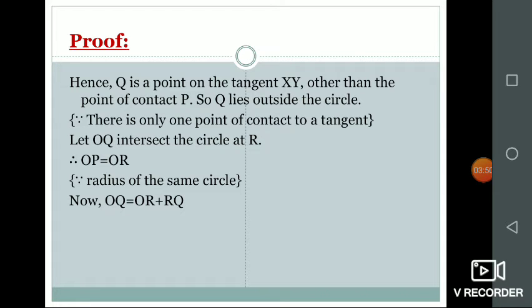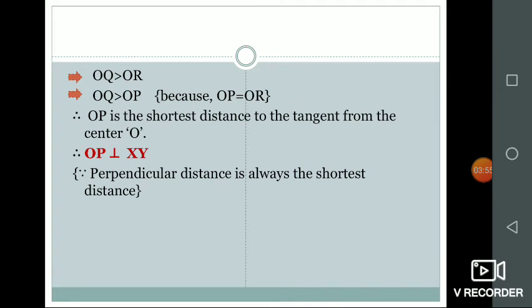Now, OQ is equal to OR plus RQ. This implies OQ is greater than OR, and OQ is greater than OP because OP is equal to OR. Therefore, OP is the shortest distance to the tangent from the center O. Therefore, OP is perpendicular to XY, because perpendicular distance is always the shortest distance.